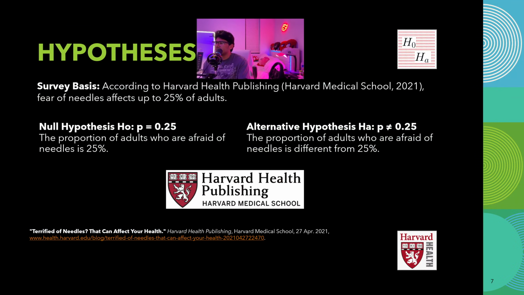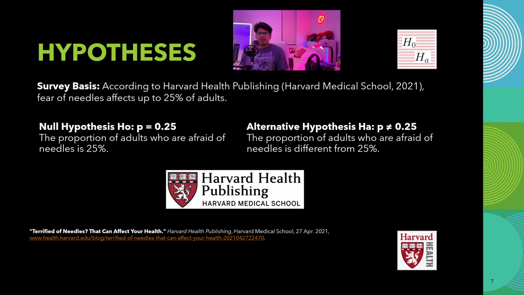So here it is. My null hypothesis is that the true proportion afraid of needles is 25%, matching Harvard Health. My alternative hypothesis is that it's different from 25%. I used a two-tailed test since I wasn't sure ahead of time which direction my sample might go.